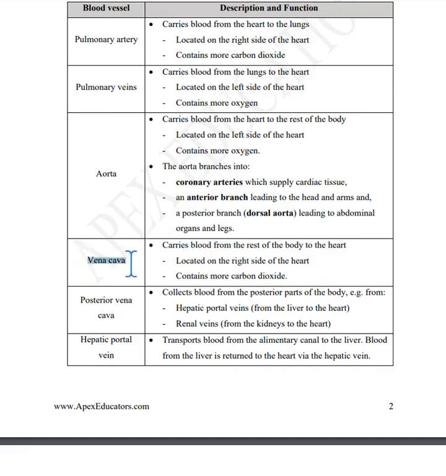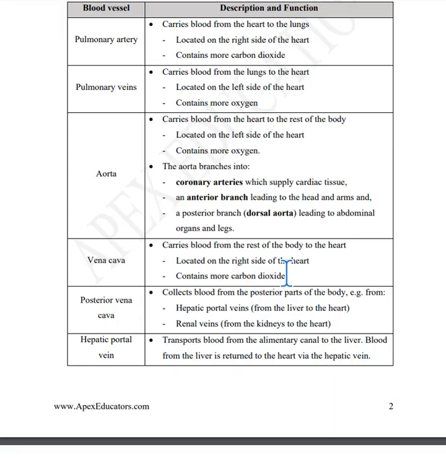Vena cava, VC. You need to know it carries blood from the rest of the body back to the heart, located on the right side of the heart. Because it is about the same as pulmonary artery, it contains more carbon dioxide. Can you see a similarity here? Because it has to be transported back to the lung for gaseous exchange.